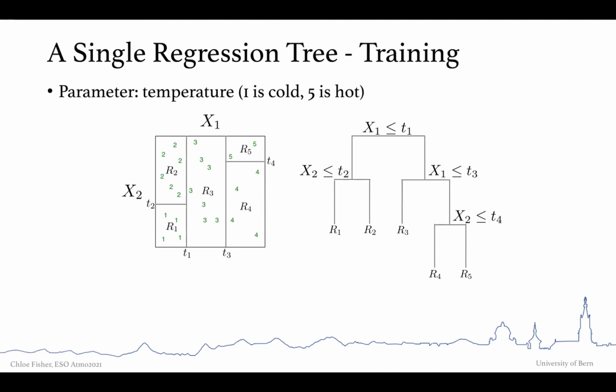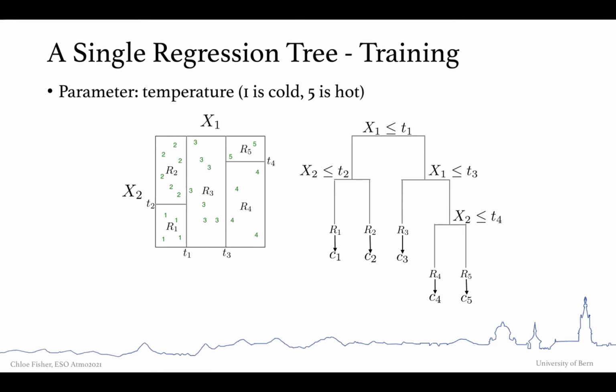And there's a number of different ways you can do that. You can either take, for example, the average of all the temperatures in the leaf, or you could take some distribution of them, or you can just take the whole set of them, which is what we do. So the C values would be the temperature predictions assigned to each leaf. So when a new one comes in, if it lands in R3, it gets predicted the temperature C3, for example. So that's a single tree.